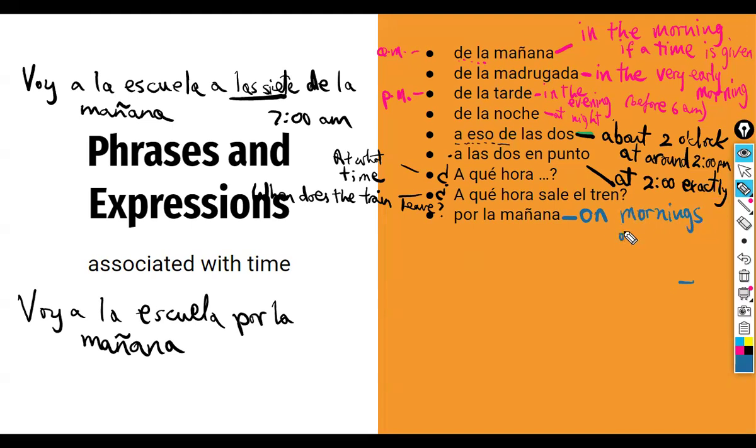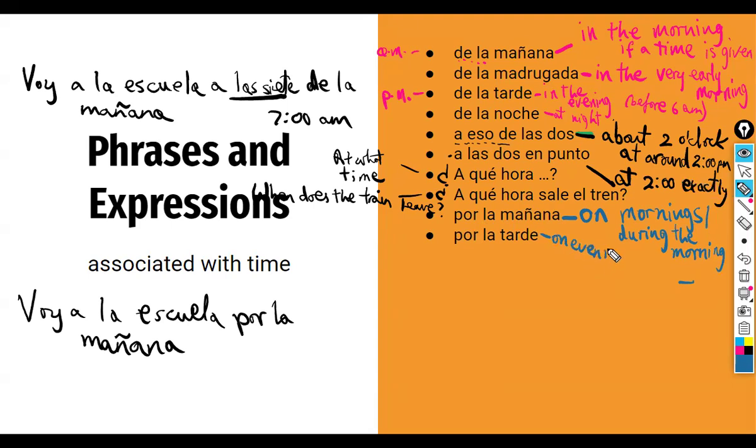Right. And it could also translate as during the morning. So it doesn't have to exactly be on mornings. It just means it's going to happen in the morning time, right? Por la tarde, obviously, on evenings, during the evening.